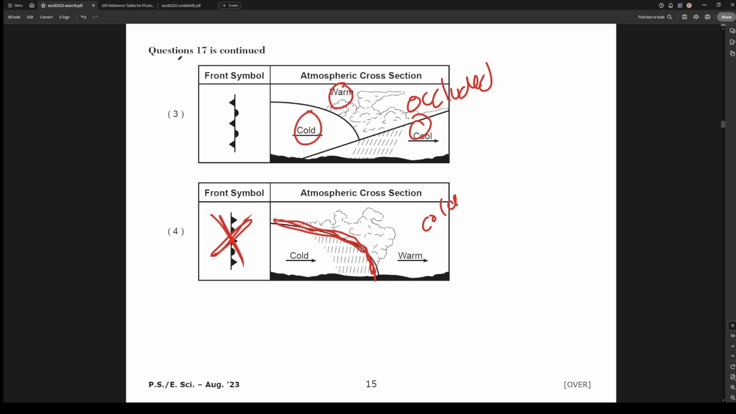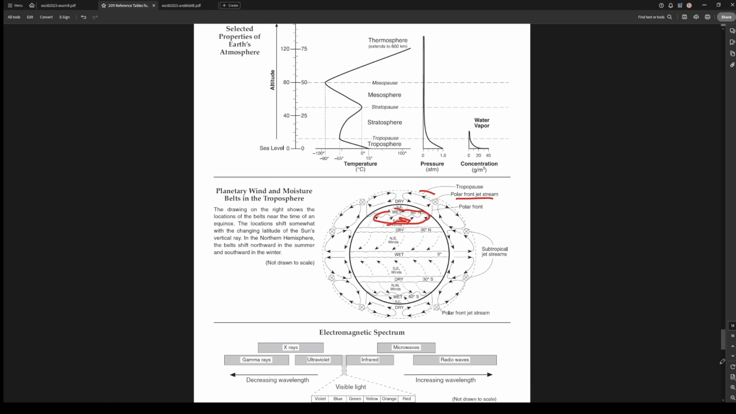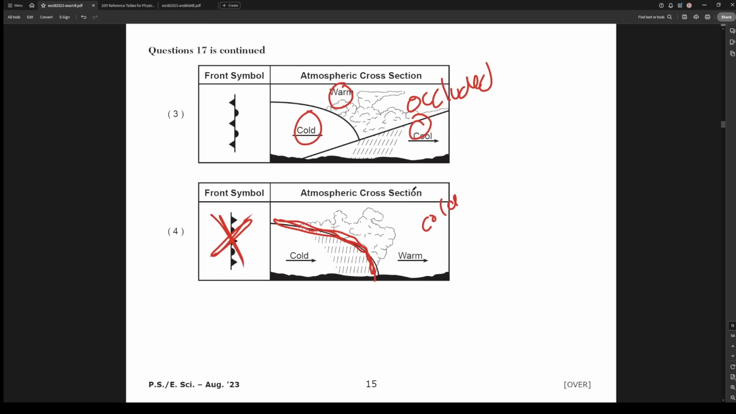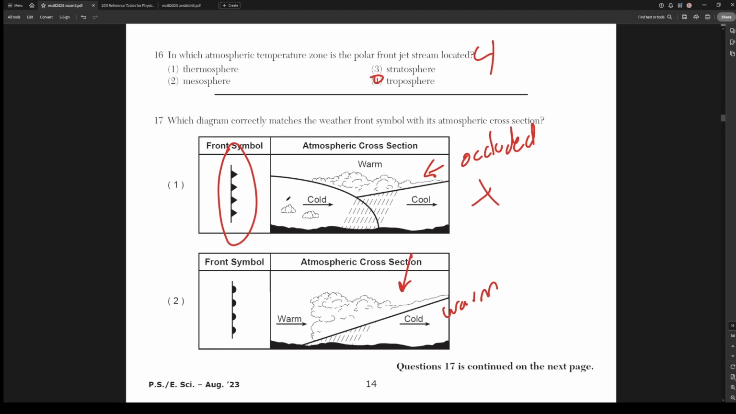And by the way, how do you know the symbols? You go here, right there. No need to memorize them. This is a stationary front, so that's wrong. This is a cold front up here, so that's wrong. And this is a warm front, that checks out.